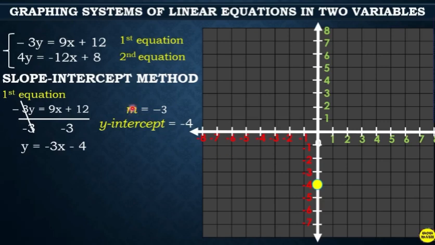Ano ba si slope? Rise over run 'yan, 'di ba? So, since wala tayong denominator, ang rise natin is 3. Ibig sabihin, this is negative 3 over 1. Okay? So, ibig sabihin, ang slope mo ay negative. So, dapat magti-turn left ka sa run mo.